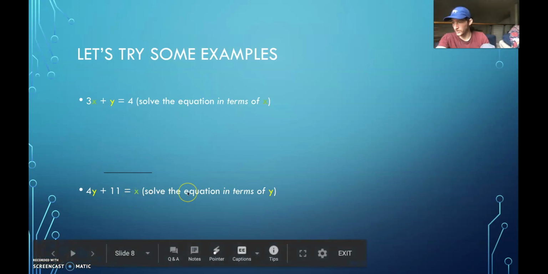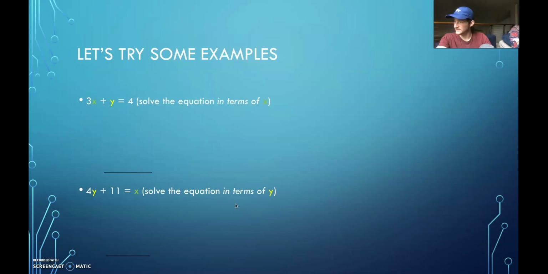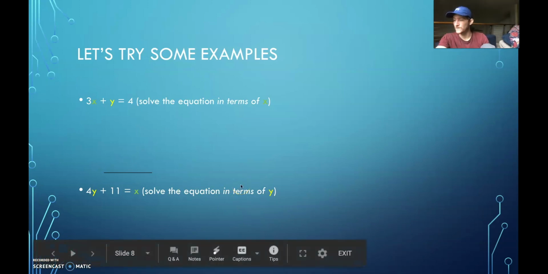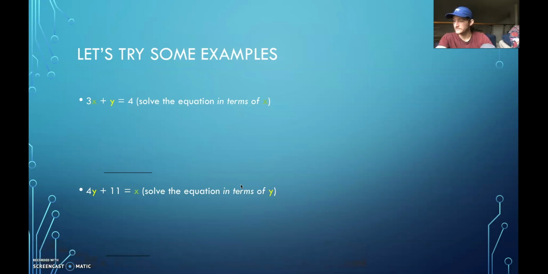And in this situation, we're going to do the same thing, except we're going to solve the equation in terms of y. So 4y plus 11 is equal to x. Let's solve that in terms of y. So go ahead and pause the video, and then we will come back and look at it together.